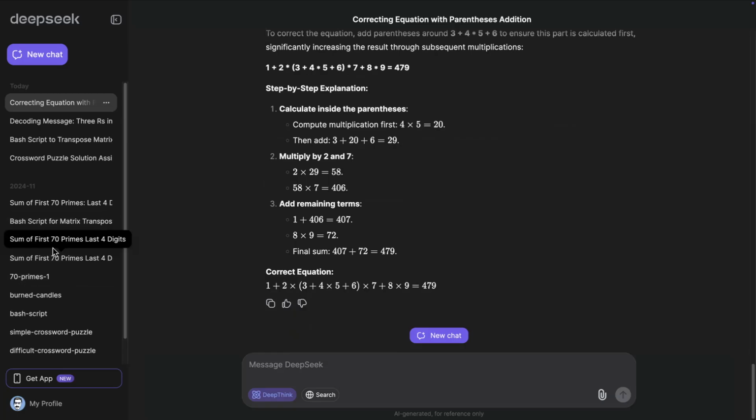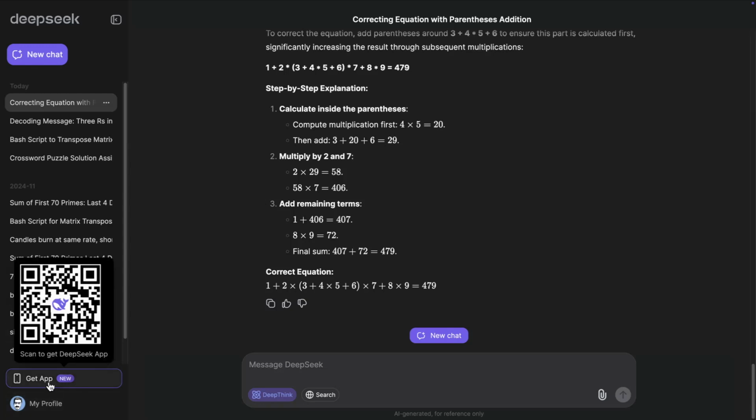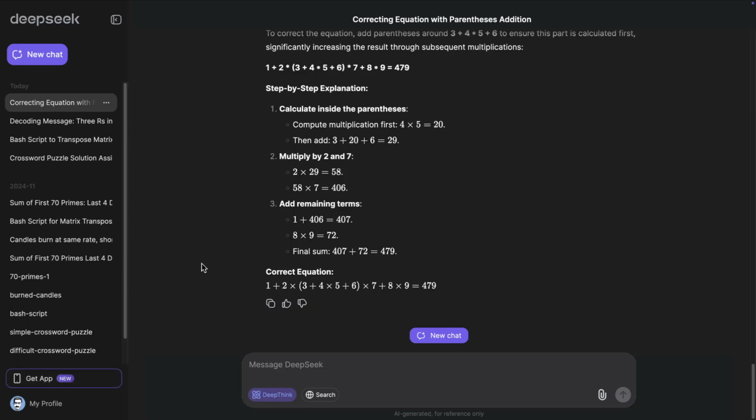I want to actually show you here first, before I start with the examples. I wanted to highlight first that they have an app that you can download. So if you want to use this on your mobile, you can do that.